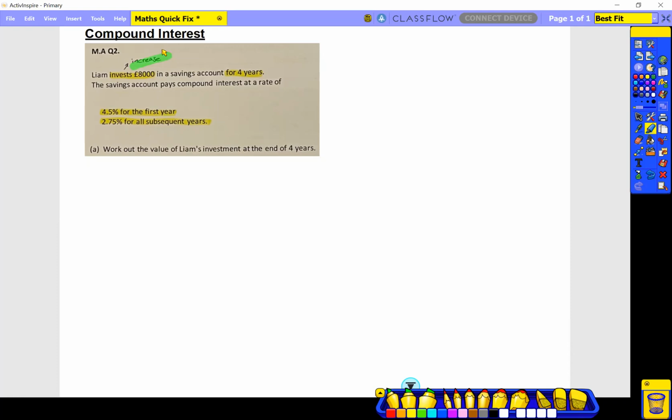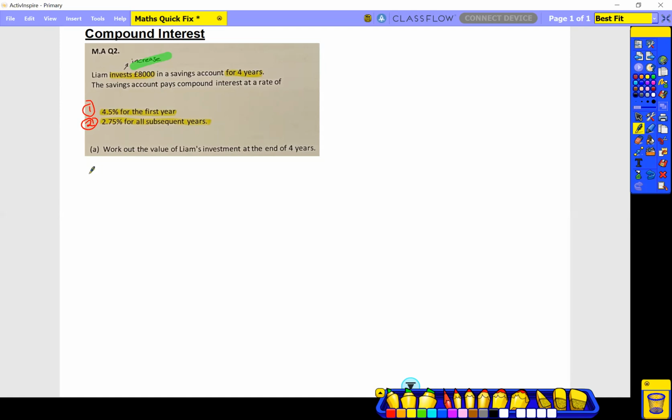The savings account pays compound interest at a rate of 4.5% for the first year, so that will form the first calculation, and 2.75% for subsequent years. This will be from year 2 to year 4. So for this kind of question, there are common misconceptions which I will call your attention to when we get there. So firstly, we need to multiply £8,000 by a multiplier.